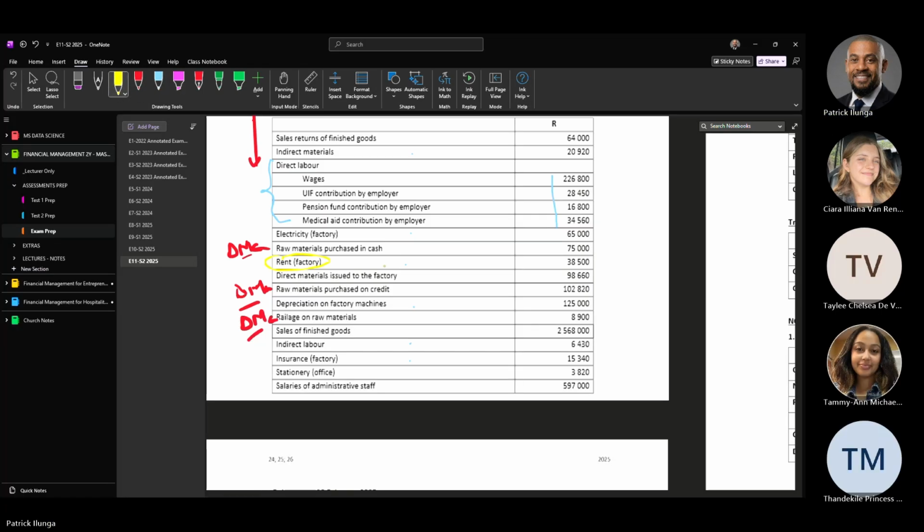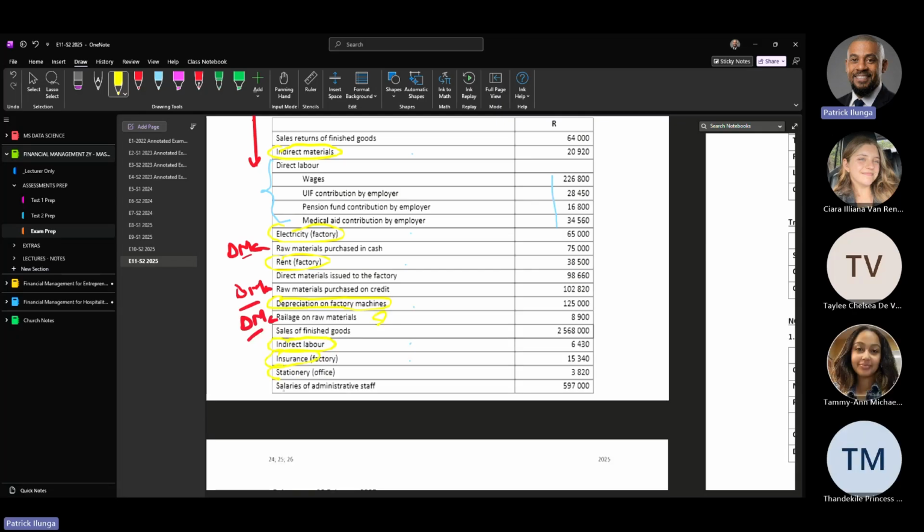Rent, electricity, indirect material, depreciation. What else? They give it to you again here. They say indirect labor, not direct. Everything that is indirect. Insurance.